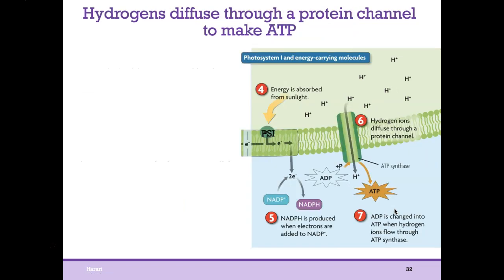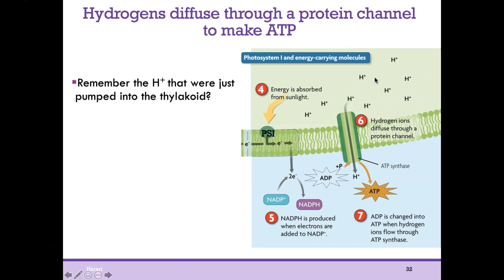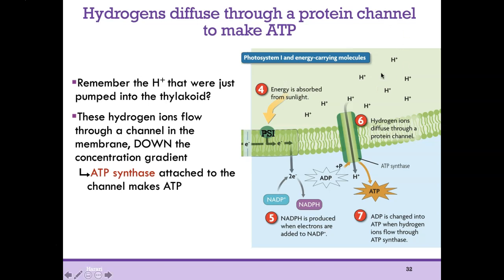So now let's finish up with the light reaction. Remember all of those H pluses that we just pumped into the thylakoid, right? Using the energy from the electrons that were energized in photosystem 2. Well, these hydrogen ions will now flow through a special channel in the thylakoid membrane going down the concentration gradient, right? They're going from where they're very high concentration to very low concentration.